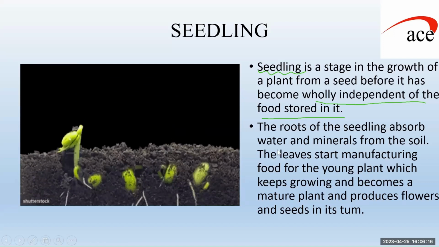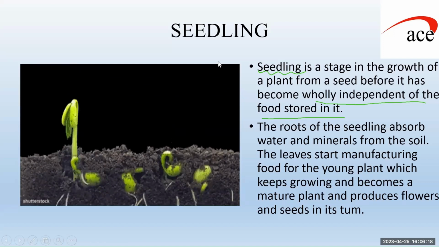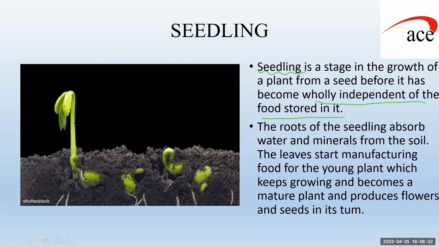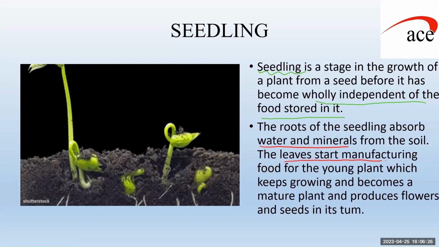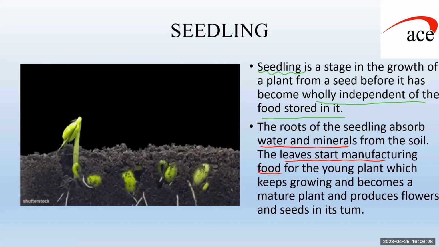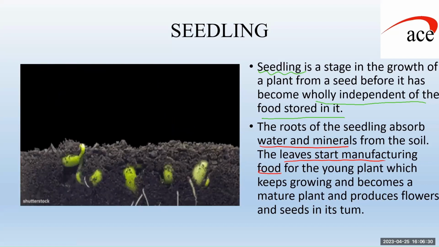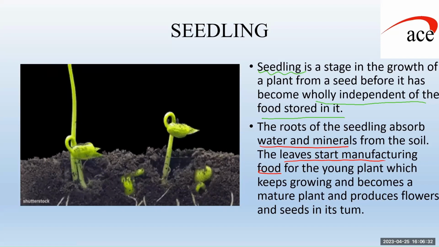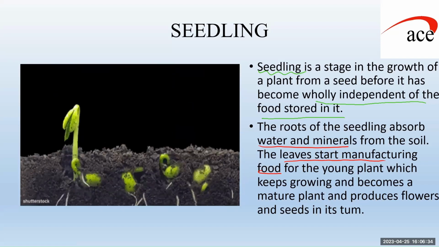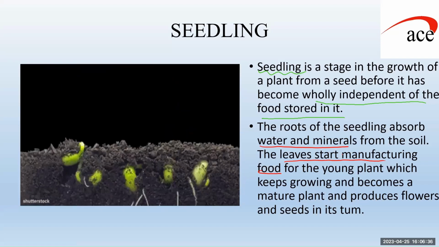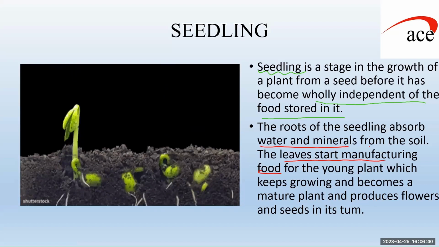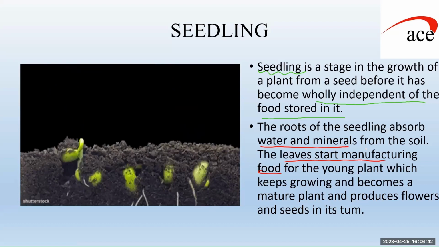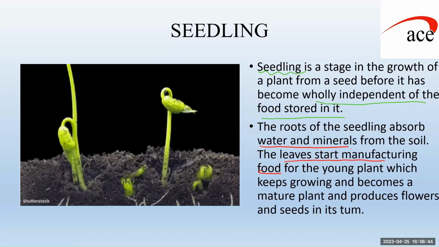The roots of a seedling do start absorbing water and minerals, and the leaves would then start manufacturing food through the process called photosynthesis. After growing, it will become a mature plant and produce its own flowers and later seeds.